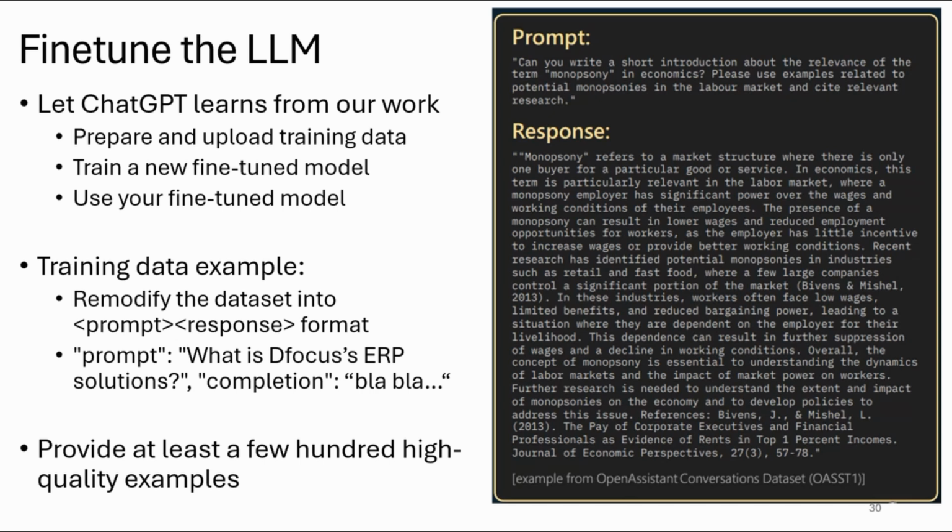The target of fine-tuning the LLM is that we will let ChatGPT learn from our own dataset. There are 3 steps in fine-tuning. The first step is that we prepare and upload our own training data. The second step is that we start training a new fine-tuned model. And the third, we deploy the fine-tuned model to the public.